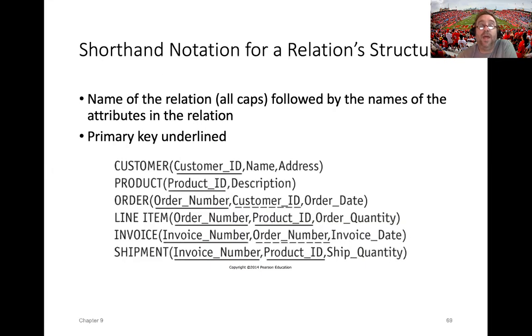Okay, so a shorthand notation for a relation structure. Here we can see that the name of the relation is in caps, followed by the names of the attributes in the relation. So the primary key is underlined. So customer is the name of our relation. Customer ID is the attribute that we have selected for our primary key. If you look under order, we can see that our primary key is order number. We can see that customer ID has a dotted line underneath it. That is telling us that it is a foreign key.